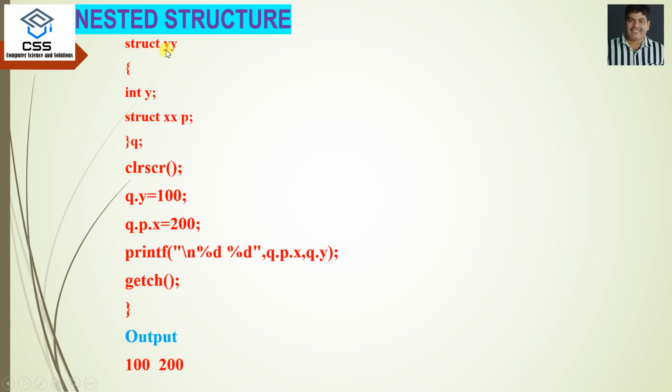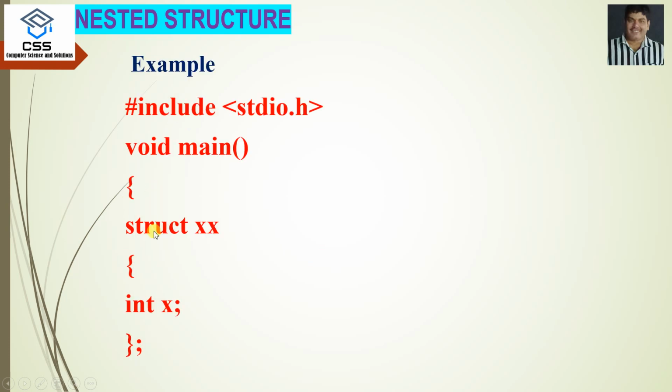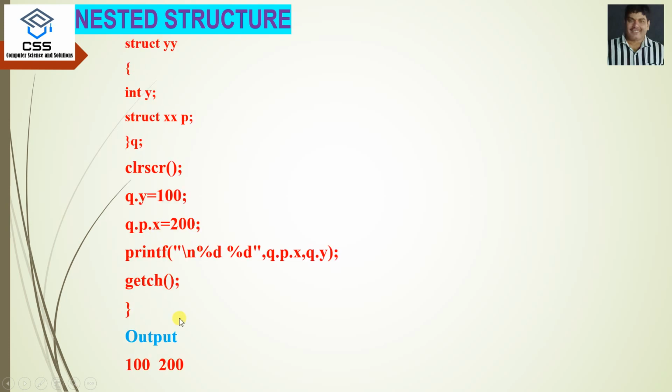If we want to access or interact with the structure yy, its variable is q, we can interact as q dot y. But if we want to interact with the structure xx, then we have to take the help of structure yy variable, that is q, then structure xx variable is p, followed by structure xx element, that is your x, because structure xx variable is declared within another structure.